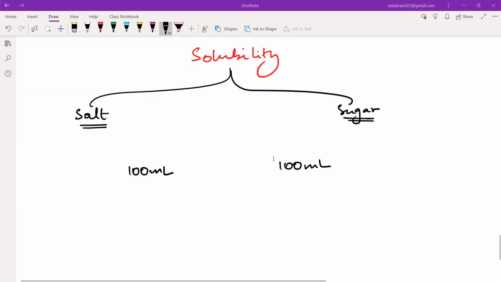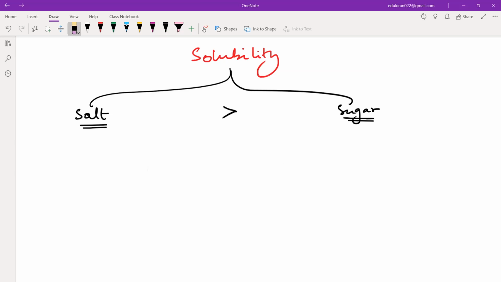हनीफा बताइए आप, क्या लगता है आपको? Yes, sir. Which will be dissolved in more quantity? Can we dissolve more amount of salt in 100 ml of water or sugar in 100 ml of water? Which will be easily dissolved, salt or sugar? Salt. Salt, right? Everyone agrees with this, yes or no? Yes, sir. Right. So salt is more soluble in water than sugar.